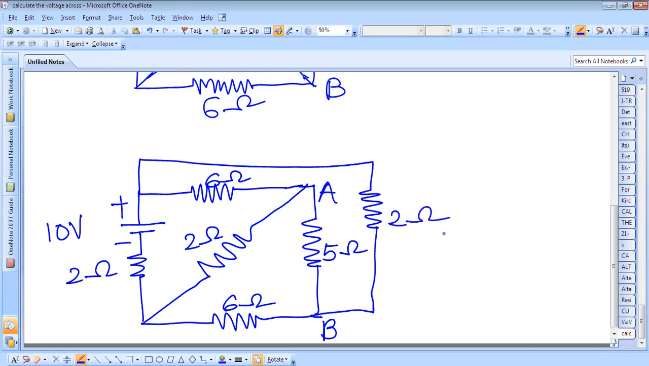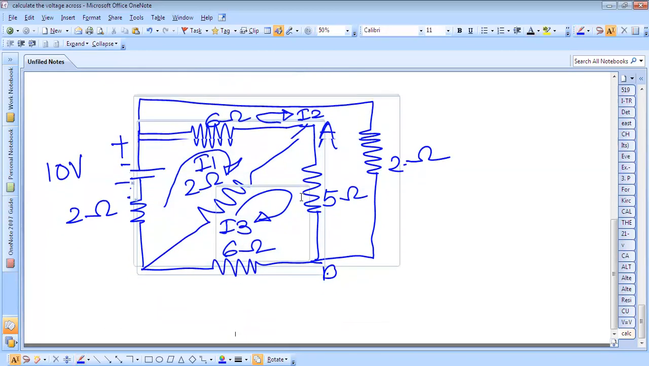Okay. Now we have to solve this using Kirchhoff's voltage law. So let us consider there are three loops, and the loop currents are, suppose this is I1, this is I2 and this is I3. So three loops are there, and we will apply Kirchhoff's voltage law to these three loops and write the equations.